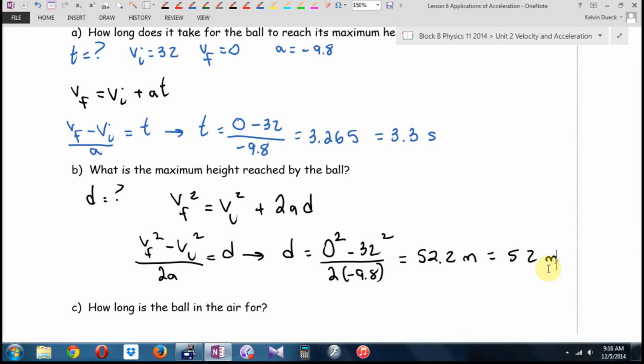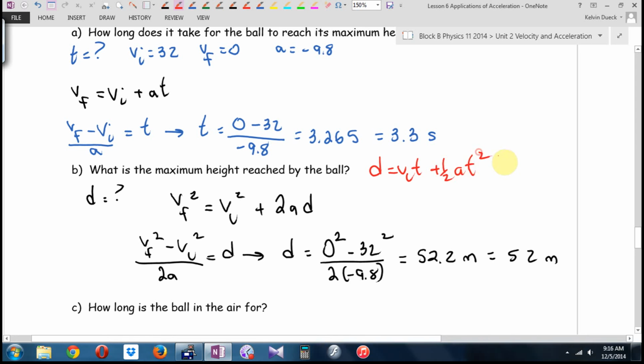Can you tell me another way I could find distance? Don't write this down. You know what? I could have gone like this. The only reason I didn't is I'm a good test writer, and I found T in part A, and if I got part A wrong, then I'm guaranteed to get part B wrong. But now I can use it as a check.